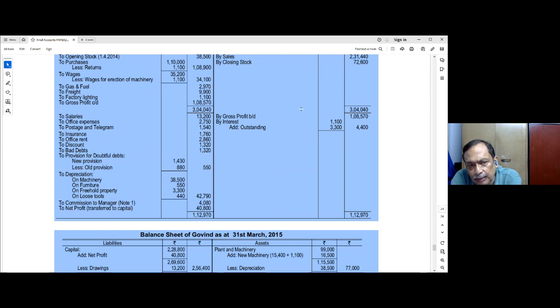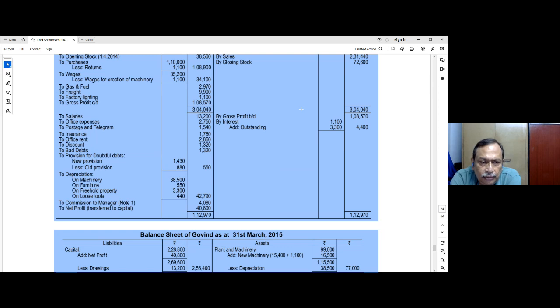Then to provision for doubtful debts, new minus old. Remember, if old provision is more than the new provision, then it will be shown in the credit side, old minus new. But here, new provision is more than the old. That's why you are writing to provision for doubtful debts, new provision less old provision.